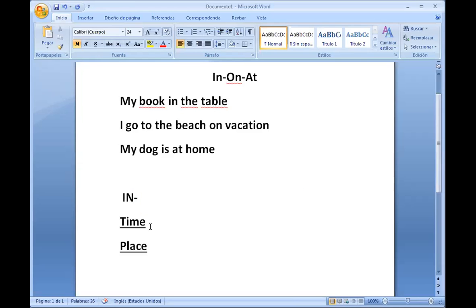Okay? So what is in? What time? In approximate time. Not specific. Approximate general time. Okay. Right? No questions? Okay. Now we use in place. In place is inside. Adentro. My money is in my pants. My baby is in his room.